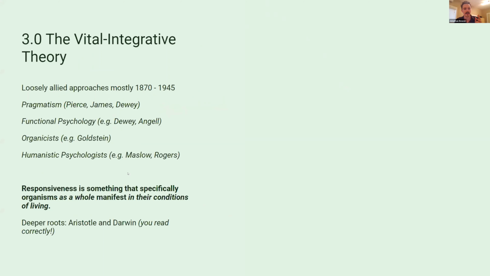All of these people have in common that responsiveness is something that specifically organisms do, and they do it as a whole, and it manifests in their conditions of living. Its deeper roots, you could say, are with Aristotle and Darwin. You normally don't put those two together, but I'll explain how that works.